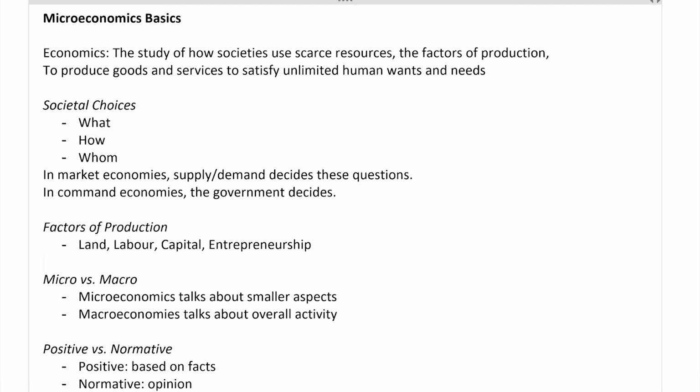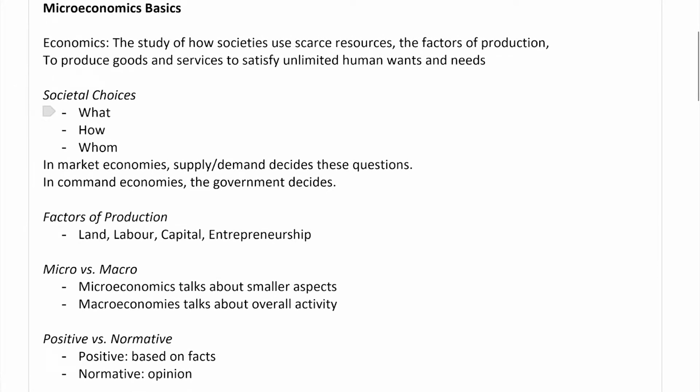There are three main societal choices that society must address using economics. The first is what the economy is going to produce. So this includes hairstyling services, shampoo, conditioner, or hair dye. A business might decide to offer that, and that is a choice that they make.